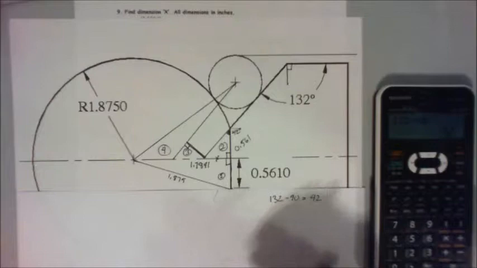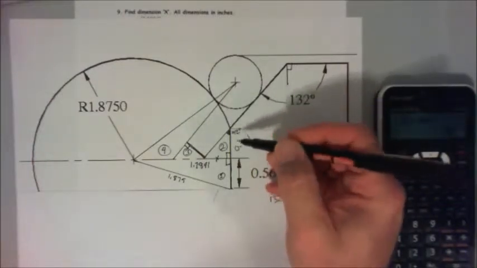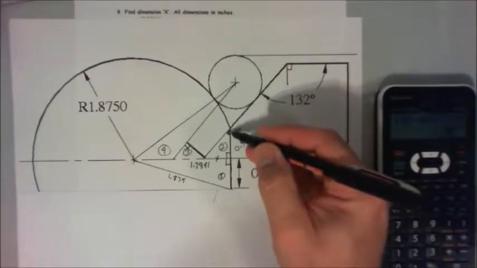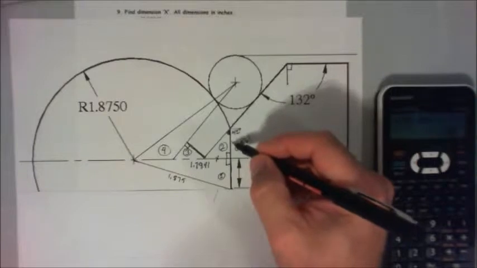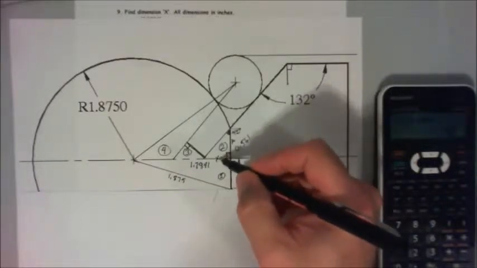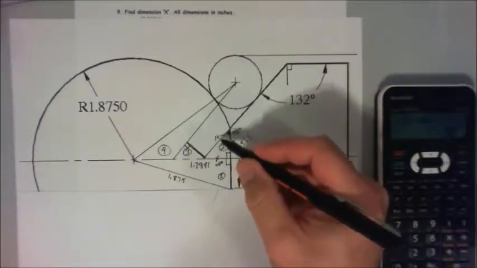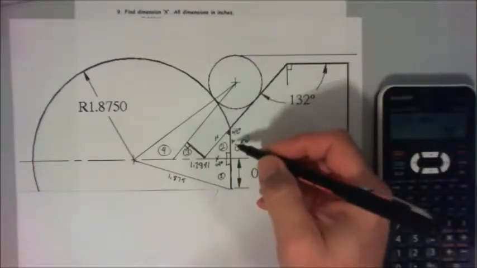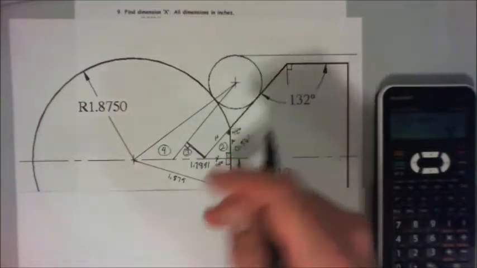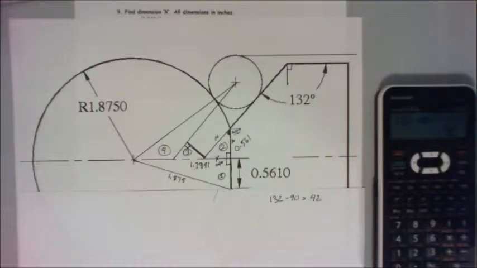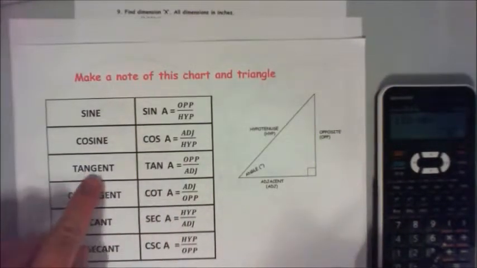Okay, so I know this angle here, and this length here is going to be my adjacent. This length here is going to be my opposite. And then this length here will be my hypotenuse. So what I want to find, I put on top. I want to find the opposite over adjacent, so I go to my chart. Opposite over adjacent, I'm going to use tan.